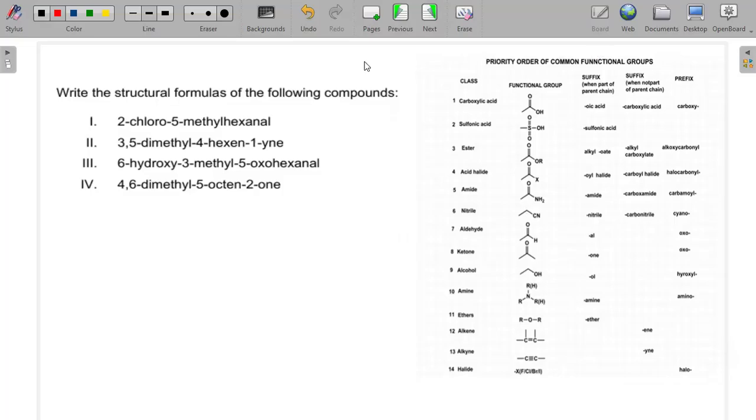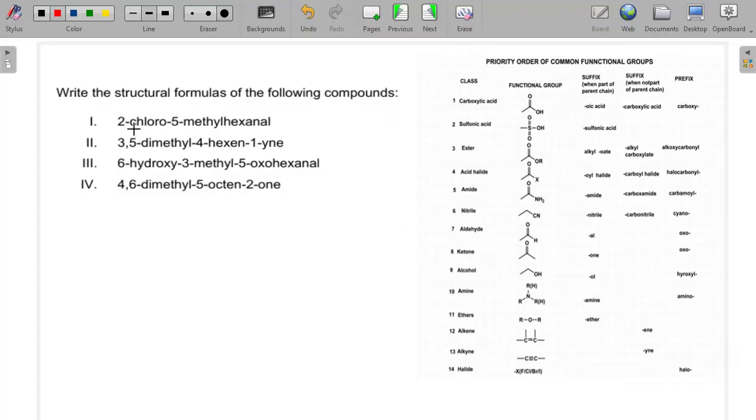In this tutorial, we are going to continue with the exam practical questions so that you are helped in terms of preparing for your upcoming exams. Okay, so we have a question there which is saying, write the structural formulas of the following compounds. We've been given 4 compounds there and we are to write their structural formulas. Okay, so let's start with the first one.